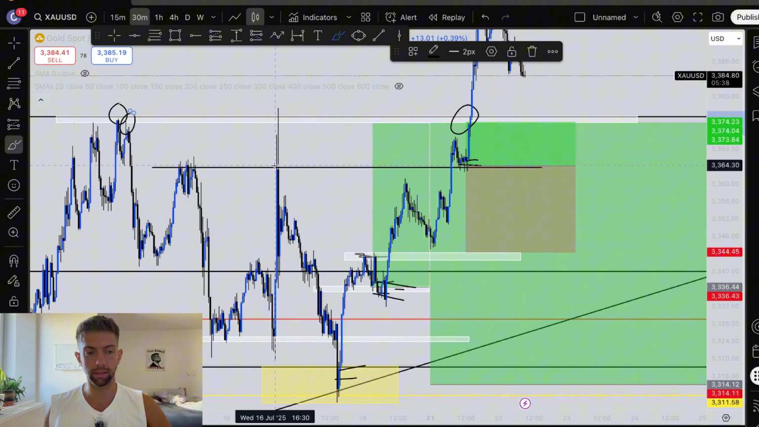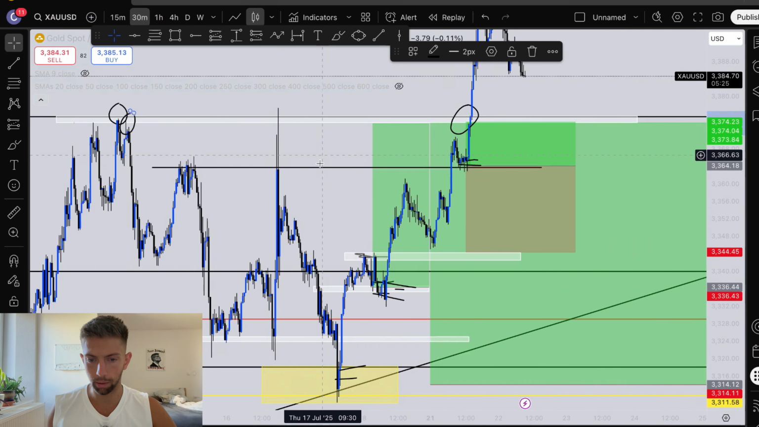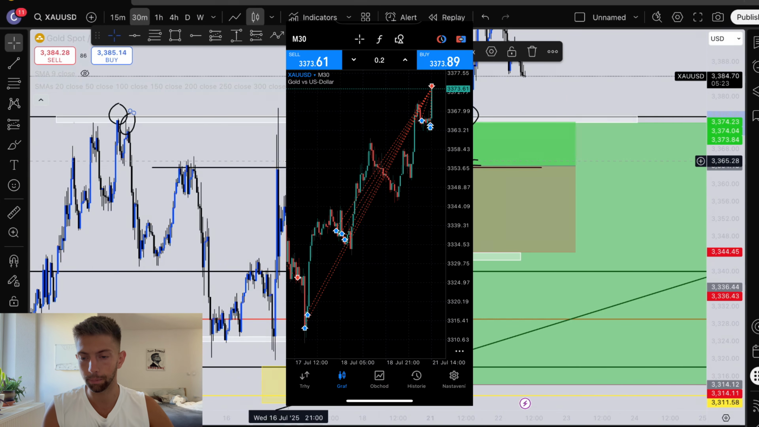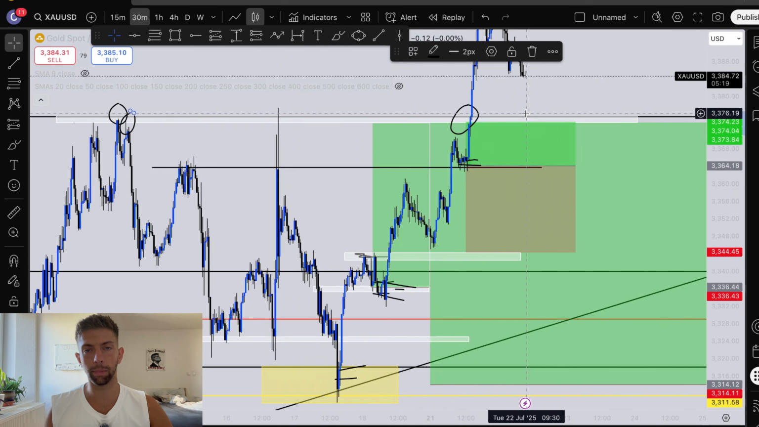So yeah, that's it. And as I said, I sent it as a signal, and as you can see, entry was here, stop loss was here, original target was here at these highs, but I'm going to show you guys the screen. I closed the trade at this high right here. So yeah, I made money, students made money.